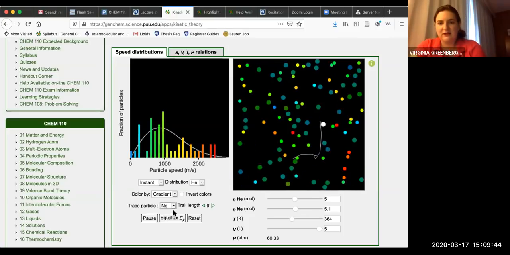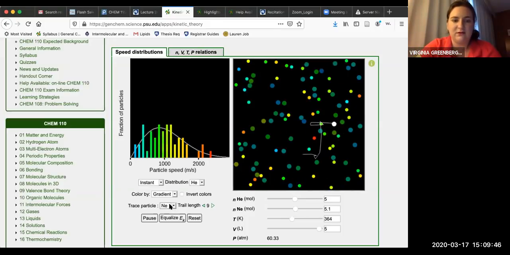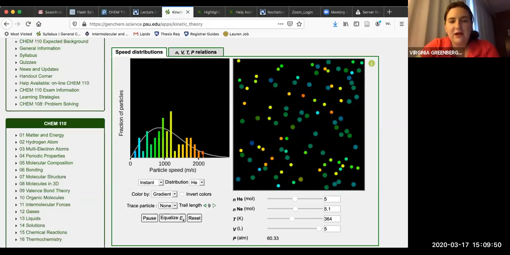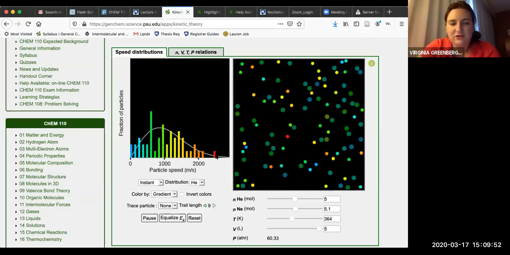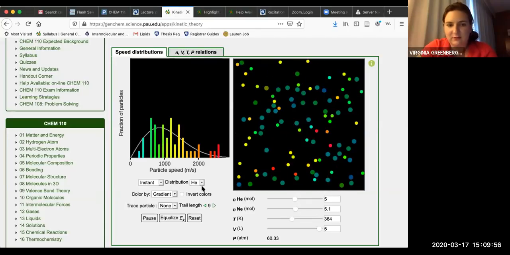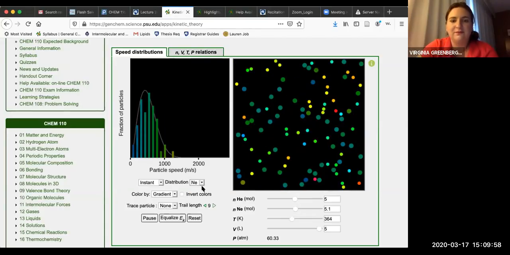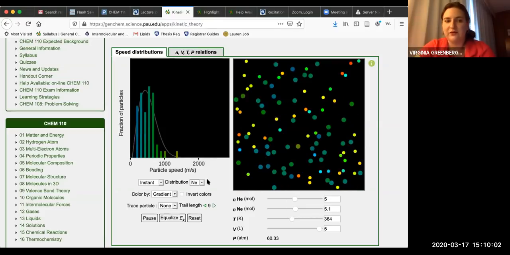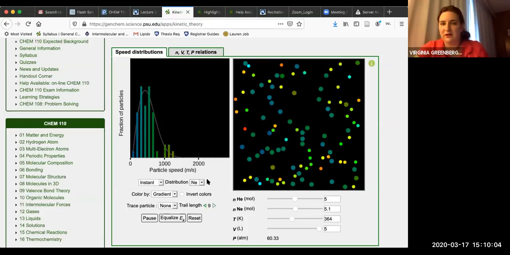Okay, so it is moving about still. So now this graph on the left is showing us the helium speeds. Let's look instead at the neon speeds. So here we can see that those bigger neon particles are moving much more slowly compared to the helium.